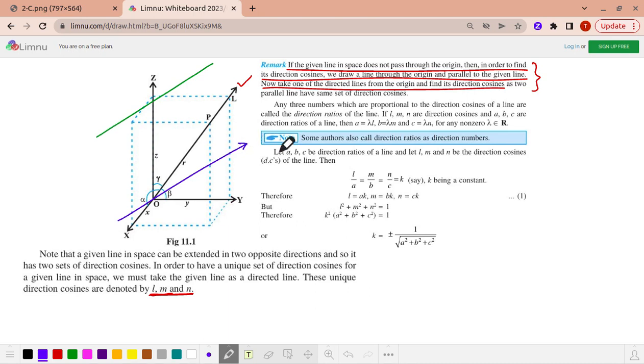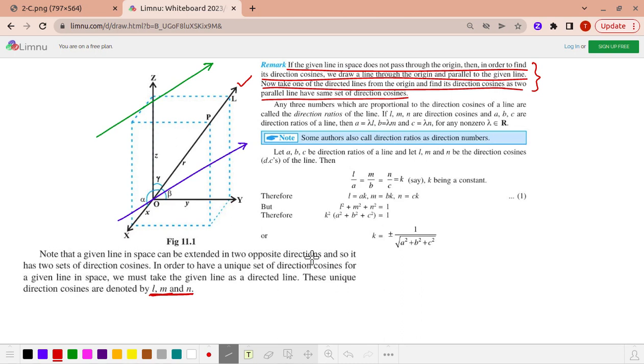And as these two lines are parallel, the same direction cosines will be applicable to the green line, and it is mentioned here that two parallel lines have the same set of direction cosines. Now we have an idea about direction cosines, that is, what direction cosines are. I can tell you in brief. If a directed line makes angles alpha, beta, gamma with the positive direction of the x, y and z axis respectively, then cos alpha, cos beta, cos gamma are called the direction cosines.